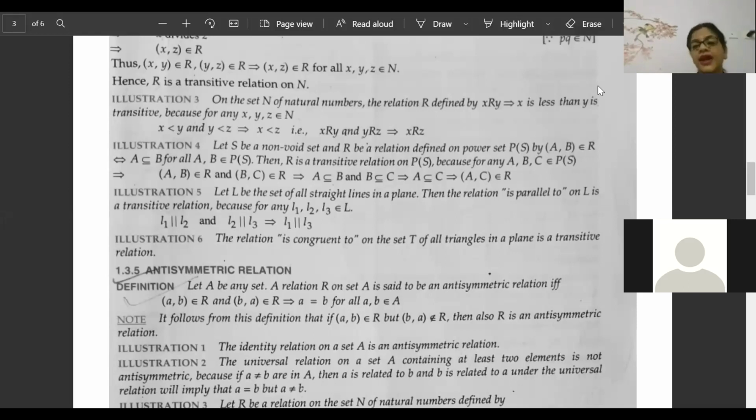Now we are going to do antisymmetric relation. Okay. Now what is antisymmetric relation?